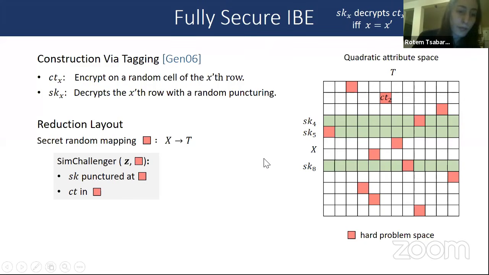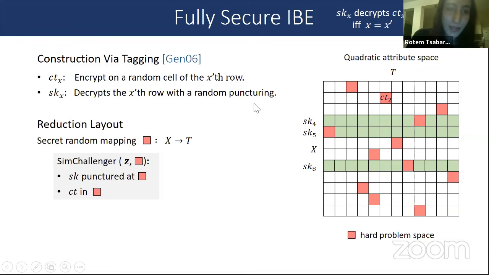Okay. Question? Why do we need so many columns? Okay, this is related to the previous question about the space of tags, right? The space of columns is exactly the space of tags. Yes. Why do we need so many tags?